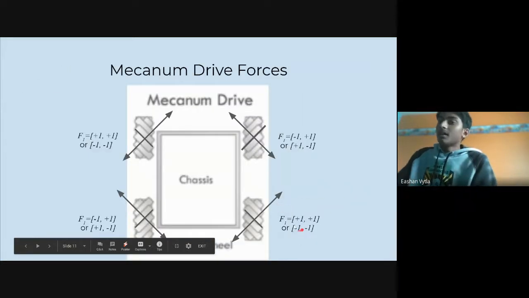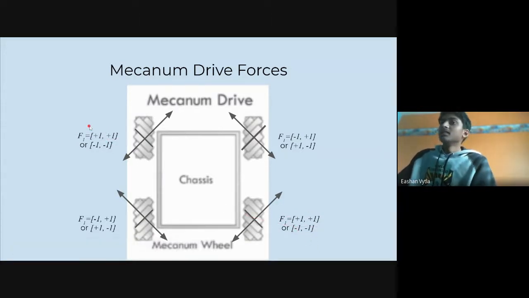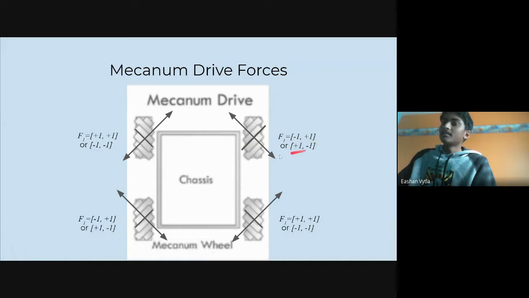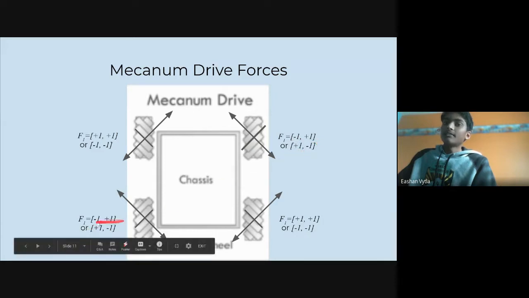Okay, so here I got positive 1, or negative 1, negative 1. So it's the same thing as this one. However, like I said earlier, these two wheels are where it gets a little bit different. Here I have a negative 1, positive 1, and a positive 1, negative 1. And here I have a negative 1, positive 1, and a positive 1, negative 1.